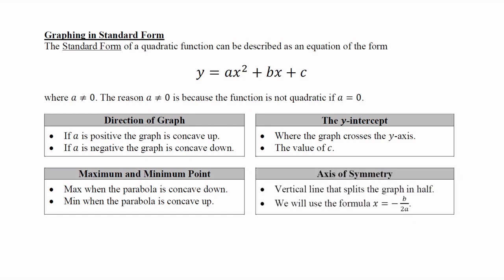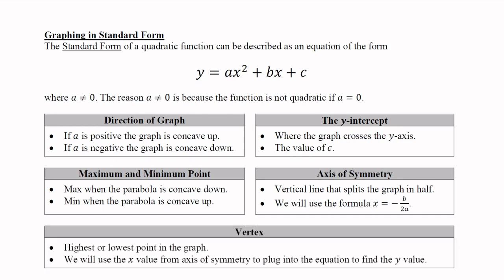The axis of symmetry, when you're in standard form, uses the formula x equals negative b over 2a. The axis of symmetry is the vertical line that splits the graph in half. And that axis of symmetry does give you half of your vertex. It gives you the x value of your vertex. You can plug the x value of the axis of symmetry into the equation to find your y value. The vertex is either the highest or lowest point in the graph. It's either your max or your min, depending on the orientation of your parabola.